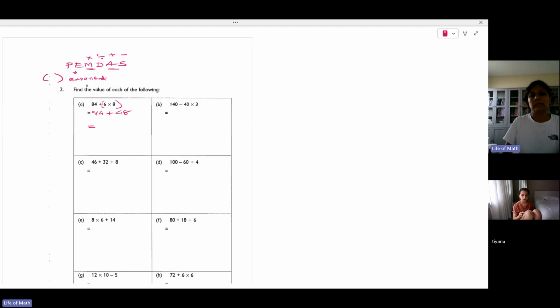We wrote PEMDAS. In that, multiplication and division came first, M and D is first, and then A and S. So multiplication came first, and that's why I put a parenthesis around 6 times 8. I have to multiply first, according to PEMDAS, then I have to add. So that's why I said 84 plus, and then 6 times 8 is 48. And then 48 and 84 gives me 132.